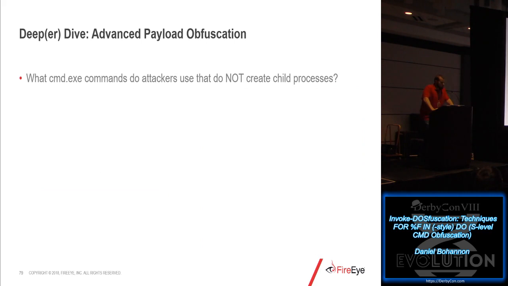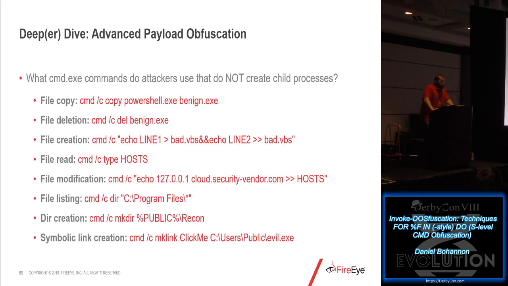So, as a defender, you may again say, okay, well, I don't care about this obfuscation because the child process will still run and I'll catch that. Well, one of my pushbacks on that would be there's a lot of reconnaissance commands, let's say, that an attacker could run that never produces a child process.